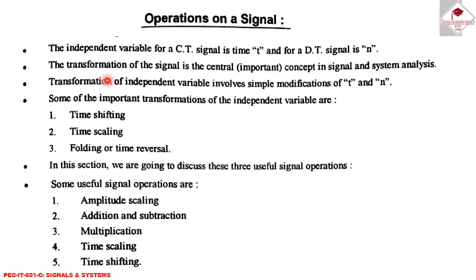Operation of the signal. The independent variable for a continuous time signal is time t, and for a discrete time signal is n. The transformation of signals is a central, important concept of signals and system analysis. Transformation of the independent variable involves simple modification of t and n. Some of the important transformations of independent variables are time shifting, time scaling, folding, or time reversal.